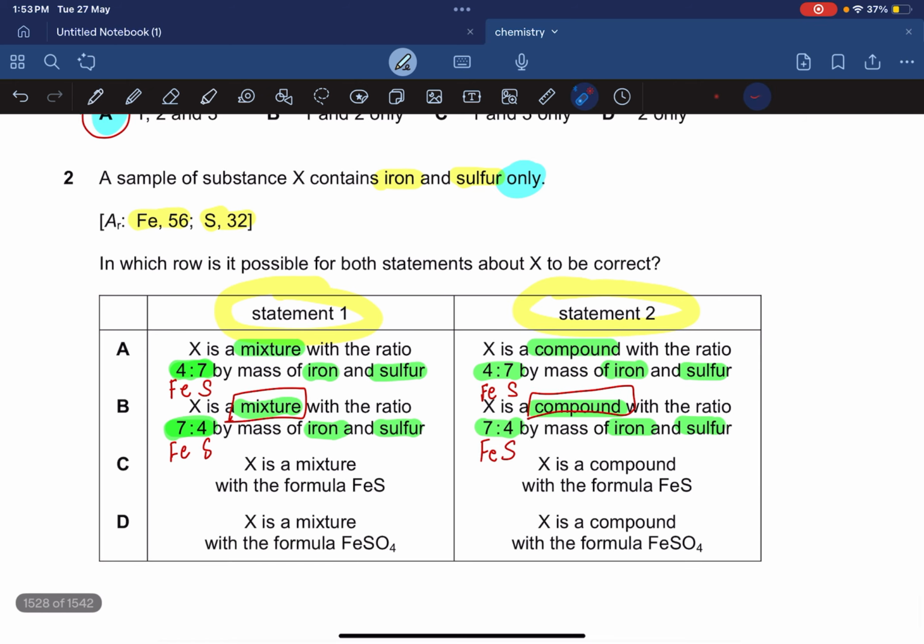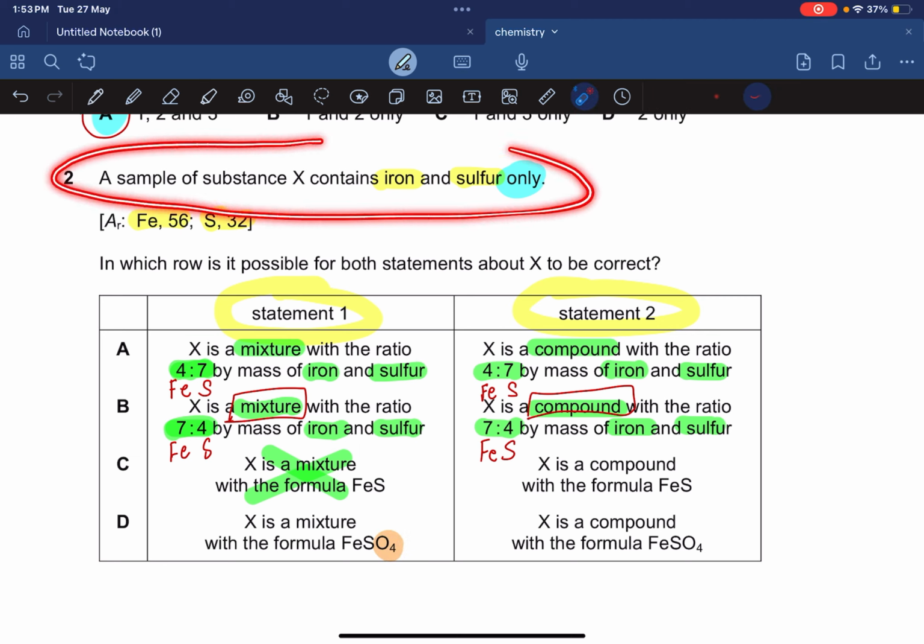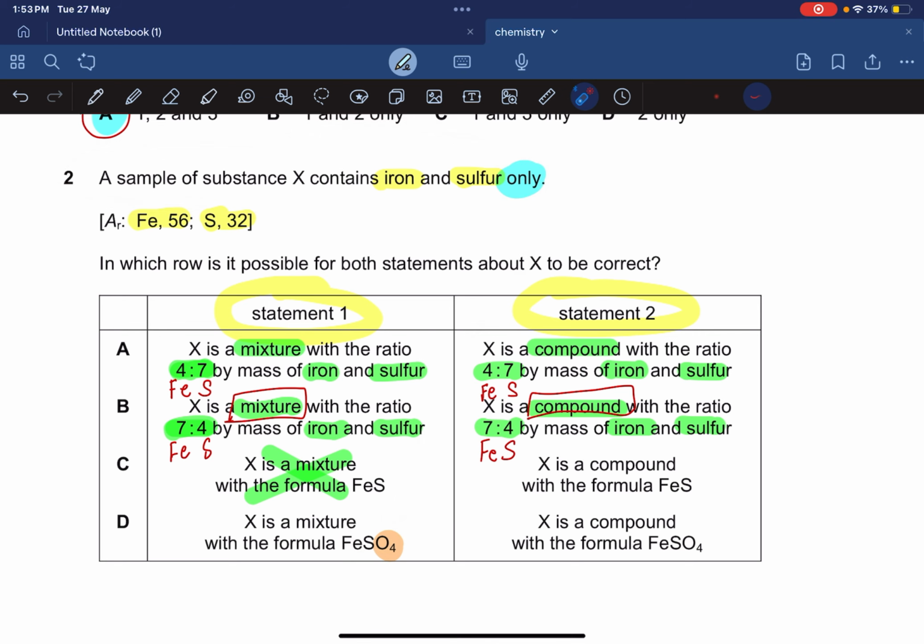Moving on, X is a mixture with the formula FeS. Okay, let's see about it. Mixtures don't usually have formulas, so that's incorrect. Mixtures cannot have formulas like these, so not correct. And X is a mixture with the formula FeSO4. Oh wow, that is extremely incorrect because there is an oxygen over here, and in the first statement they said that X only contains iron and sulfur. Only means this oxygen cannot be present, so we simply cross out the statement. It cannot be correct, not correct. And this one's also not correct.